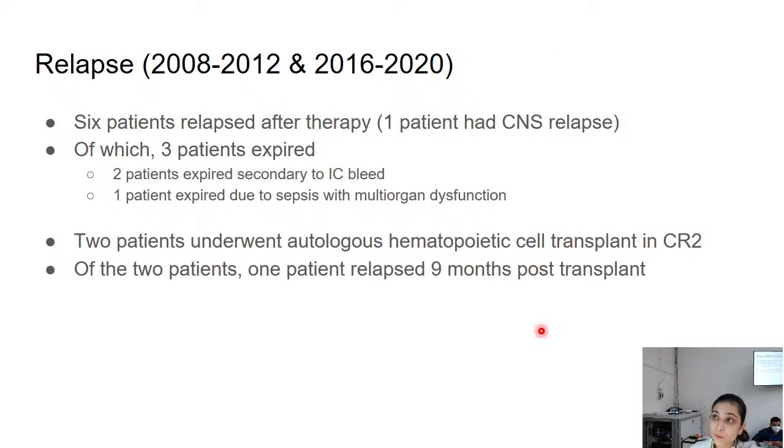Coming to the relapses, when we combined the two groups, we had 6 relapses after therapy. 1 patient had a CNS relapse. Of the 3 patients who expired, 2 expired secondary to an IC bleed. 1 patient expired due to sepsis with multi-organ dysfunction. 2 patients underwent auto transplant in CR2, and of these 2, 1 patient unfortunately relapsed at 9 months post-transplant.